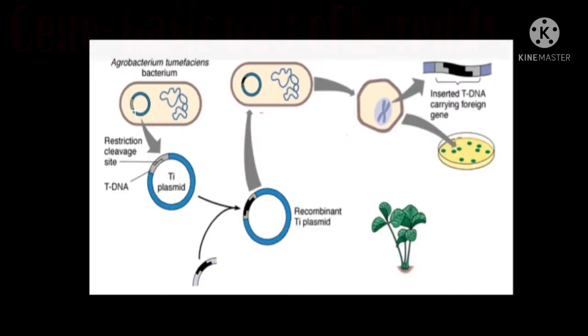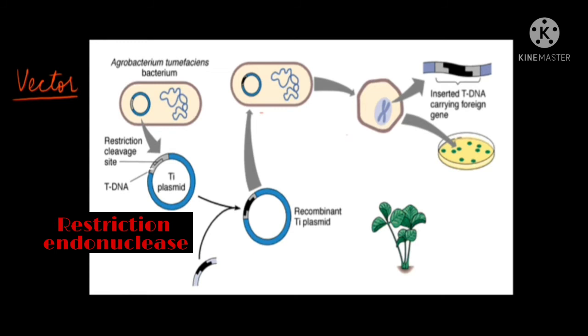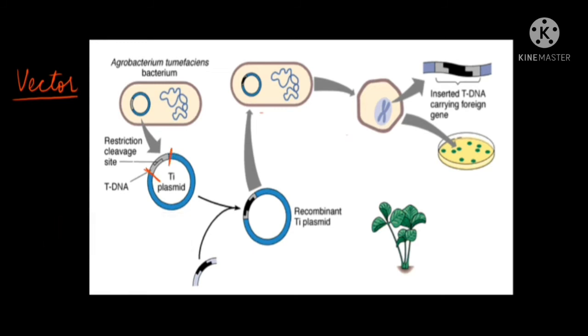gene only. Now, with the help of this diagram, we will see how the genetic engineering technique works. This bacterium, Agrobacterium tumefaciens, works as a vector. This vector has a plasmid inside it, which is used to carry genetic information. First of all, the plasmid is isolated from this bacterium. With the help of the restriction endonuclease enzyme, 2 cuts are made through which this gene is isolated and then discarded.